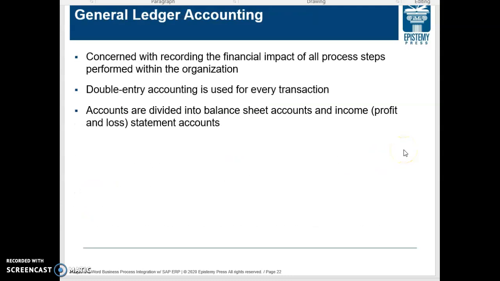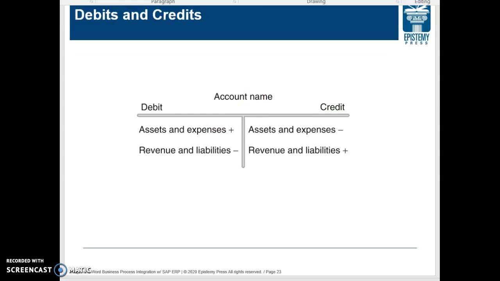So general ledger accounting is concerned with recording the financial impact of all process steps performed in the organization. So buying, making, selling, material planning, project management, we control that on our general ledger. And we do double entry accounting for every transaction. And on the general ledger, we have all the accounts divided into the balance sheet accounts and income statement accounts. So again, double entry accounting. For every debit, there's a credit.